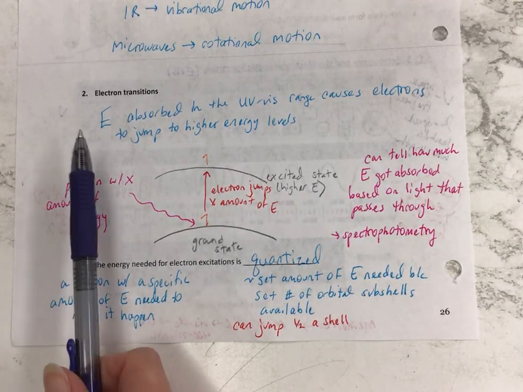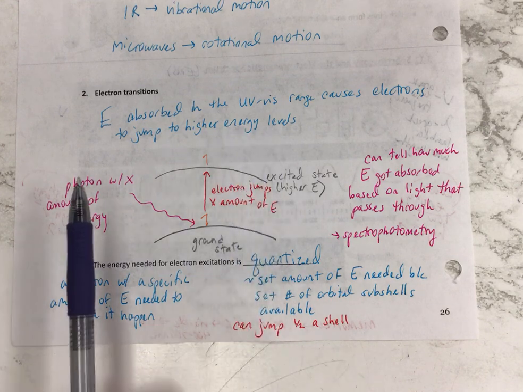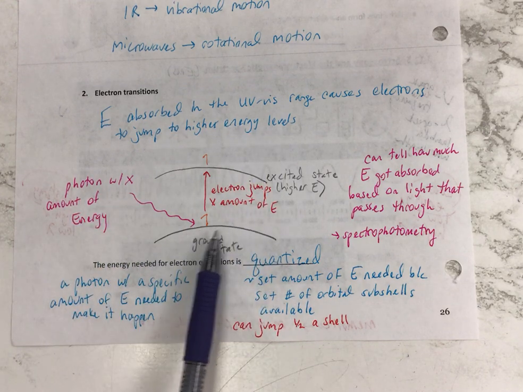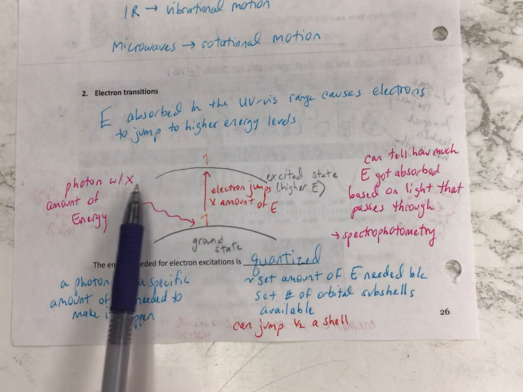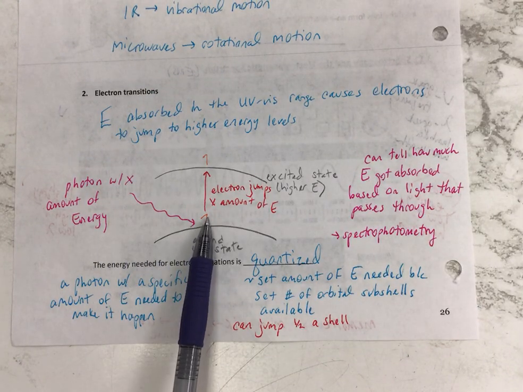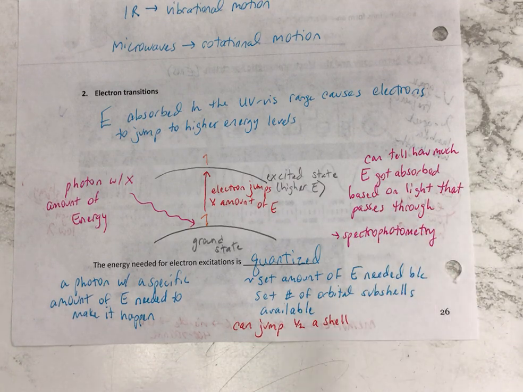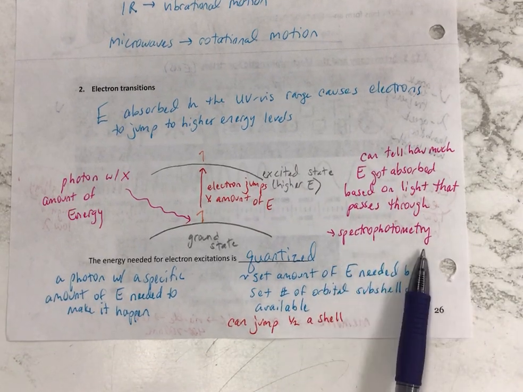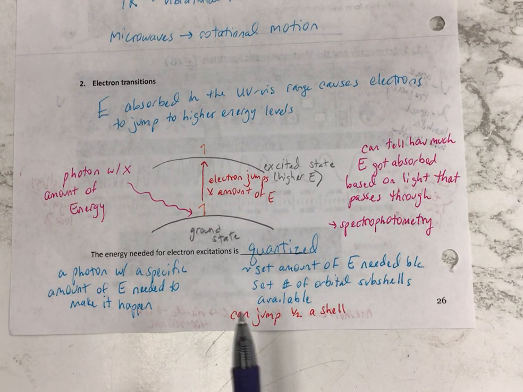Electron transitions are when energy is absorbed in the ultraviolet-visible range, causing electrons to jump to higher energy levels. So my photon with a certain amount of energy will hit an electron in the ground state, causing it to jump up a certain amount of energy, and that energy matches. So whatever energy the photon had, whatever range it was in, whatever color it was, if it was visible, causes that same amount of energy to jump. So we can tell how much energy got absorbed based on the light that passes through. That's spectrophotometry. The energy needed for the electron excitation is called quantized, and then some specific information on that.